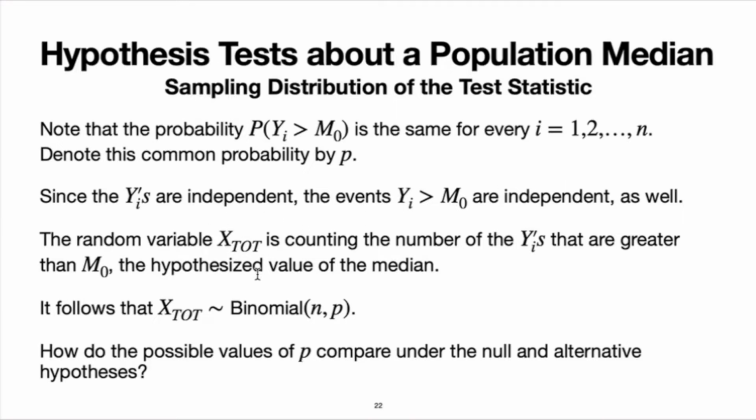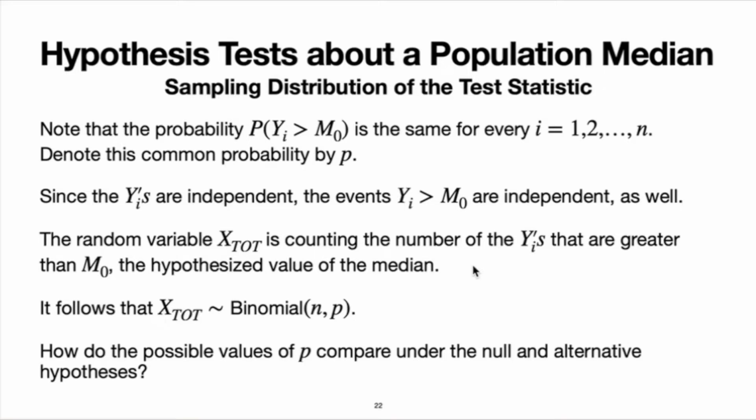The random variable x tot is counting the number of y sub i's that are greater than cap M sub 0, the hypothesized value of the median. The way we can think about this is that we have a sequence of n trials. Every y sub i that we get constitutes a trial, and then we dichotomize each of those trials. The dichotomization that we're implying here is whether or not y sub i is greater than cap M sub 0. So there are two possibilities: either it's greater than or it's not.